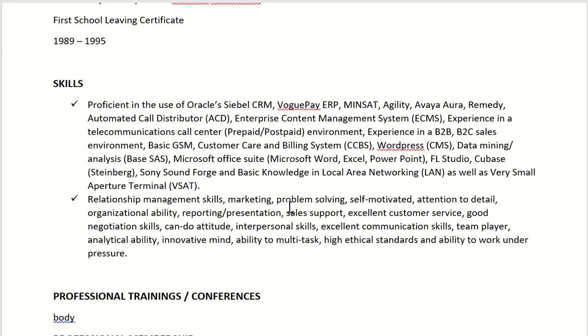Okay, so if you look at the hard skills section of this document, you see things like Oracle Siebel CRM. You see an ERP, MinSat, Agility. All these software tools, they are concrete skills. They are hard skills. They're something that the person can be able to defend, and it's something that the person has learned over the course of their career.